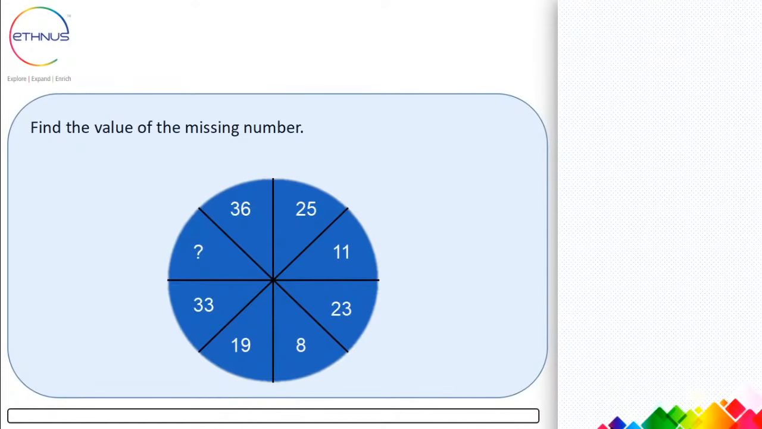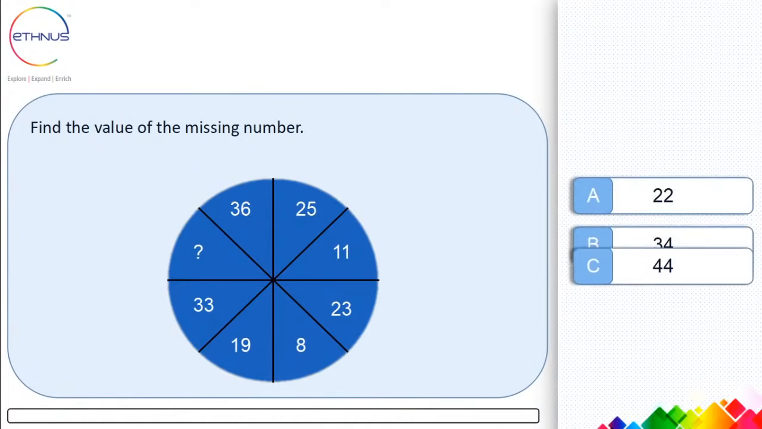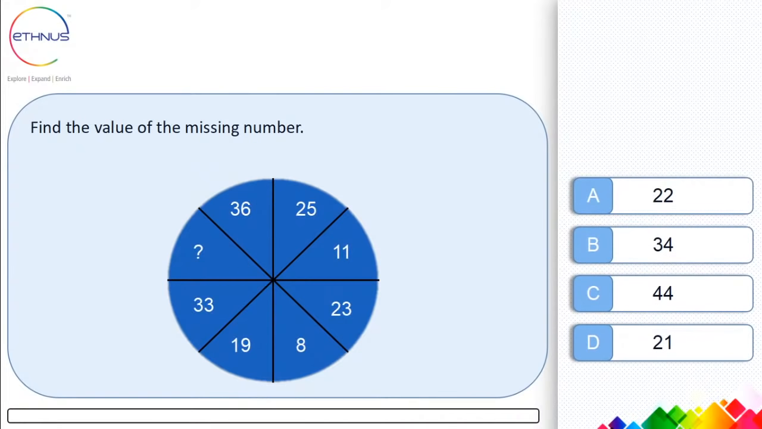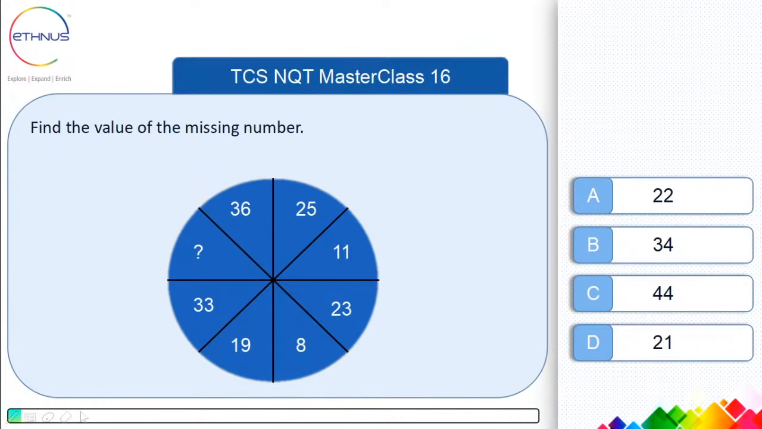So let me start with the first question, and the first question seems like something interesting. There's a wheel kind of thing, and you have to find the missing number. This is the question, and you have 4 options there. I'm going to give you 1 minute to solve this problem, so within 1 minute, you can try to solve.